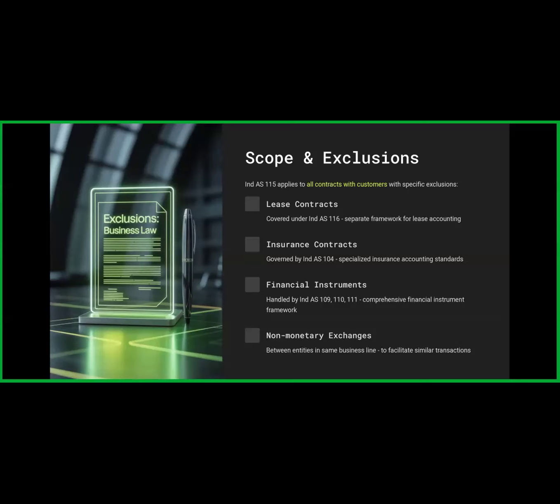And the second one is the insurance contract. If the company takes insurance for any of their machinery or plants, for the insurance contract there is a separate Indian accounting standard, that is AS 104, which is specialized in insurance accounting. Next one is the financial instrument.